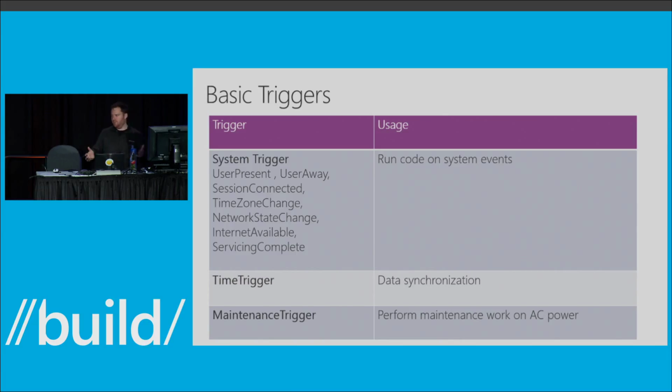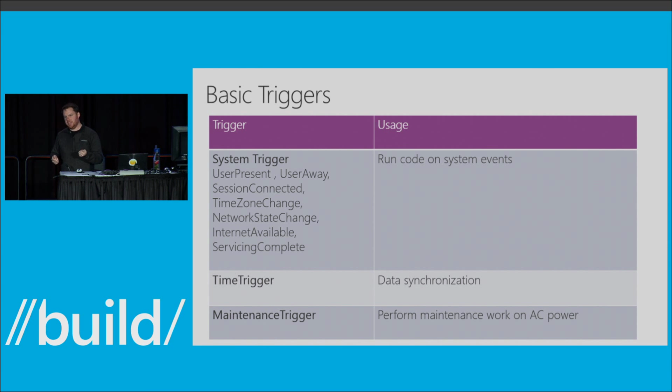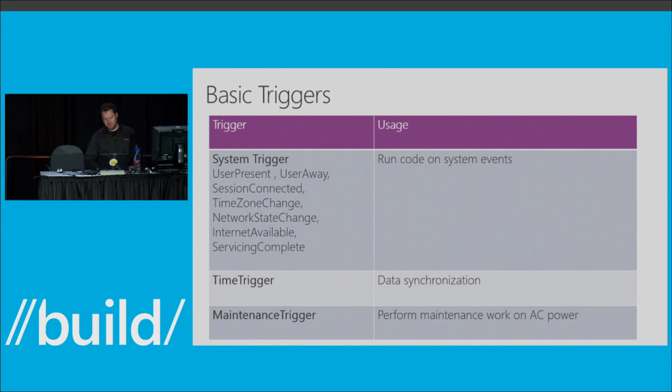Time trigger, again, fairly straightforward. Set an interval for how far in the future you want the trigger to fire, and then that will fire more or less after that amount of time. Again, things are fuzzed on the phone, so you're not guaranteed an exact time when that will fire, but within about 30 minutes or so. Maintenance trigger is again analogous to the resource-intensive task a little bit. When the phone's plugged in and charging, this task will fire. You can do more complex syncing jobs and stuff like that when this trigger fires.